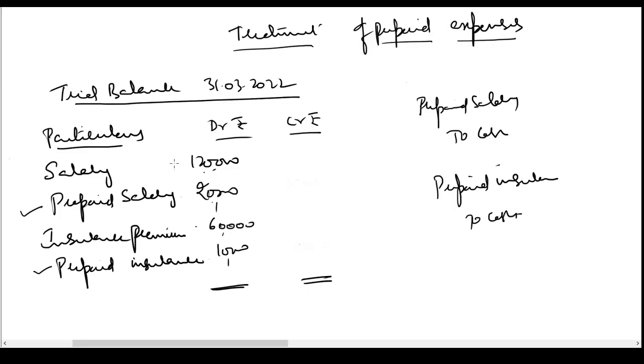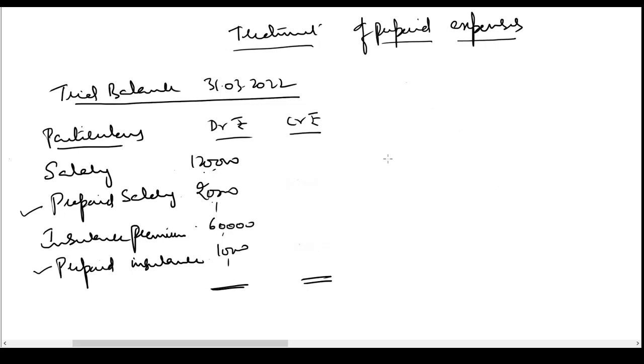That is why proper balances are shown in the trial balance. So these entries we need not record again. These entries have already been passed. So we only have to straight away give the effect in the final accounts. So how do you deal with this problem?